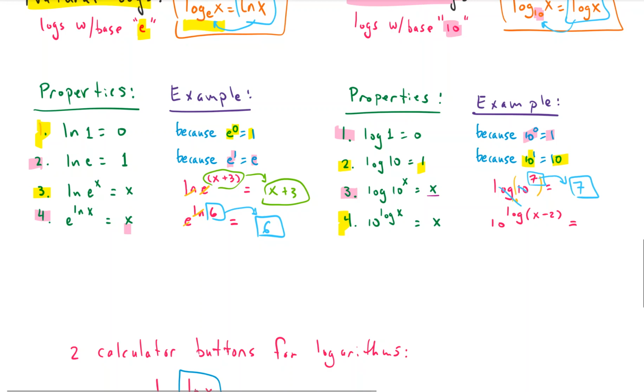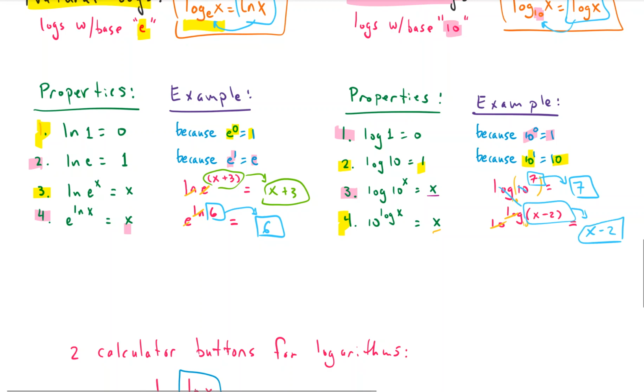Last one is the exponential version of the inverse property. 10 to the log base 10 of x just gives you back x. So we can see this here. The logs cancel because this, again, is base 10. And what we're left with is this, x minus 2.